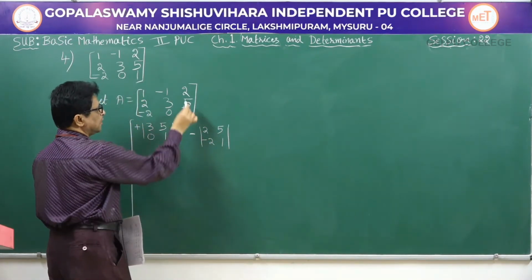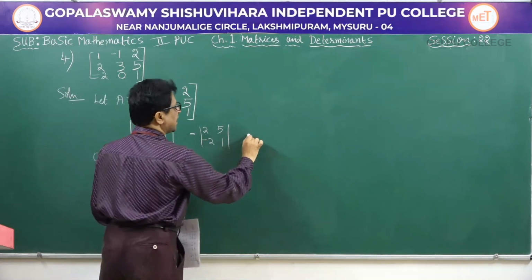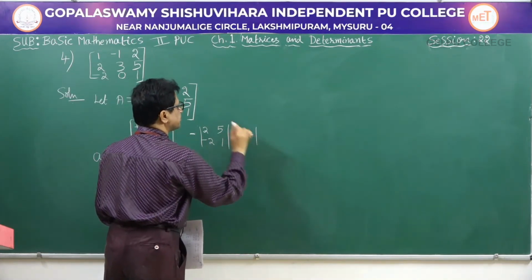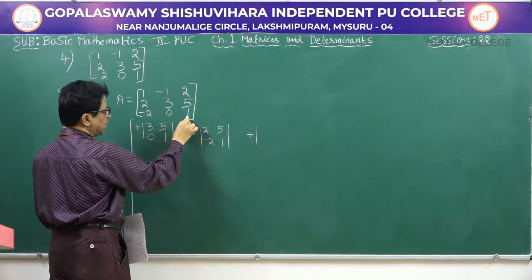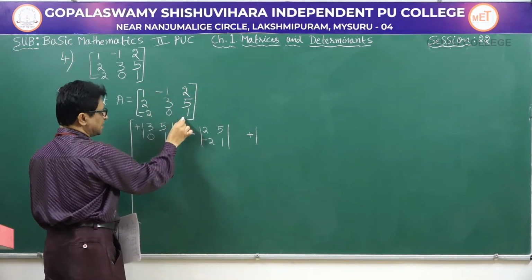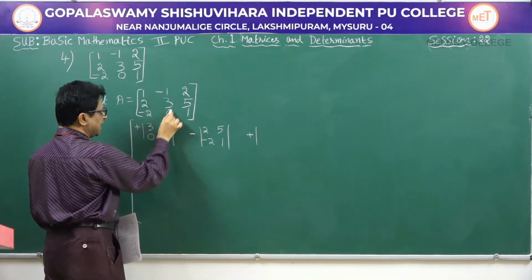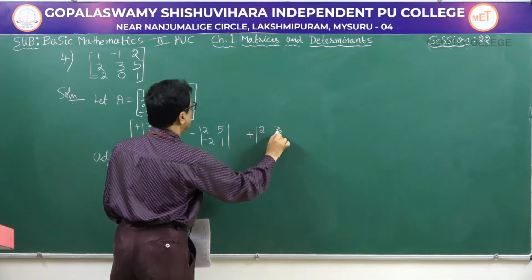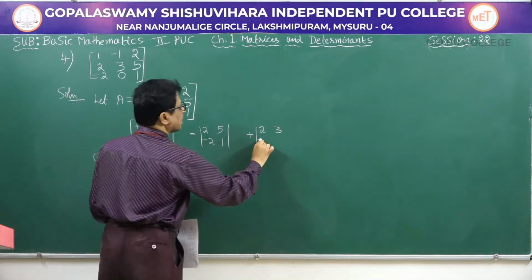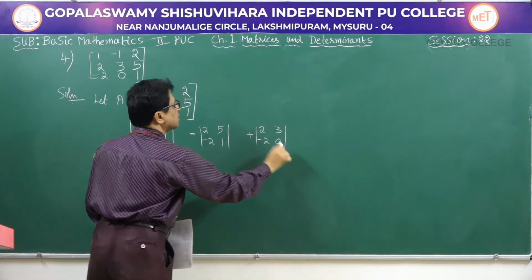Next we shall find the cofactor of 2. First we shall write the sign plus. So 2 lies in the first row and third column. We eliminate the first row and third column and take the determinant of the remaining elements. That is determinant of 2, 3, minus 2, 0.